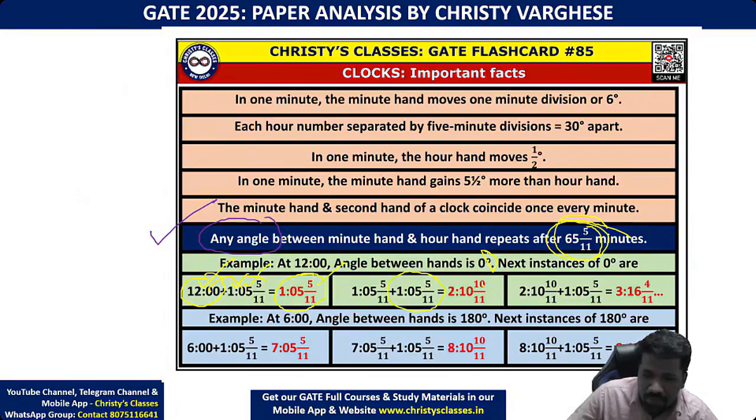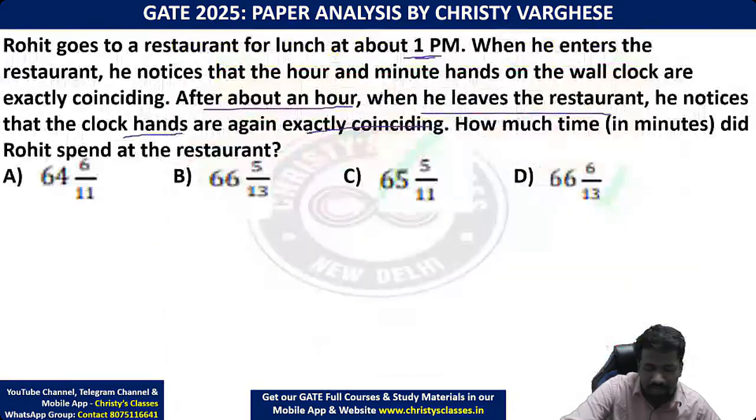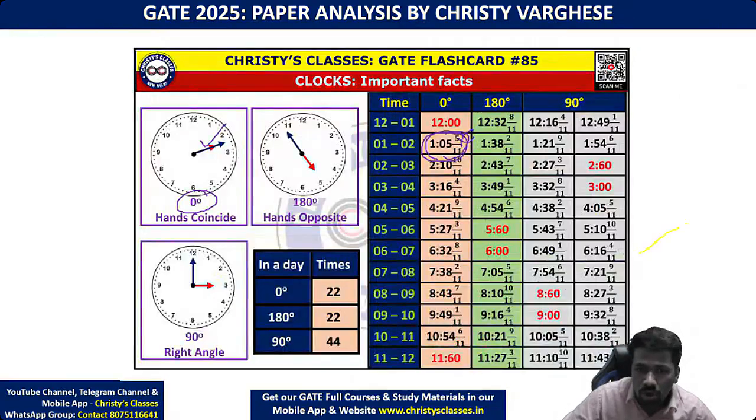Again 155 by 11 add किया तो 210 10 by 11. Then 3 16 10 4 by 11. That is how this whole list is created. ये पूरा list create किया है the 65 and 5 by 11 minutes add करके.